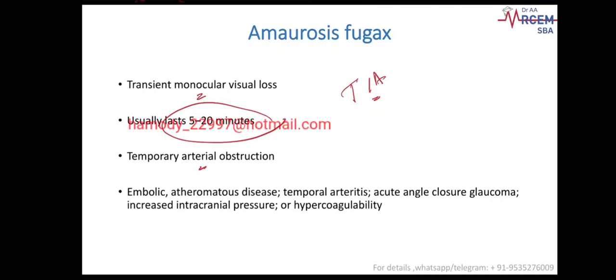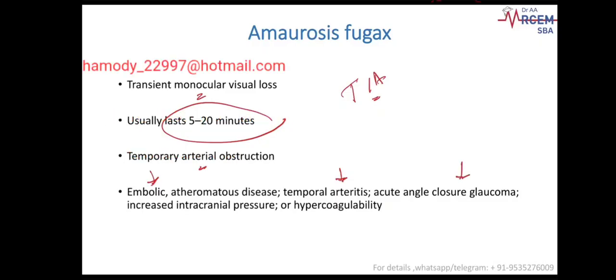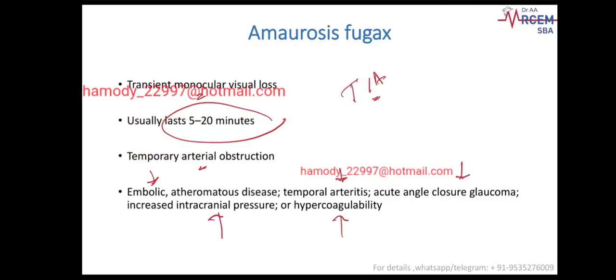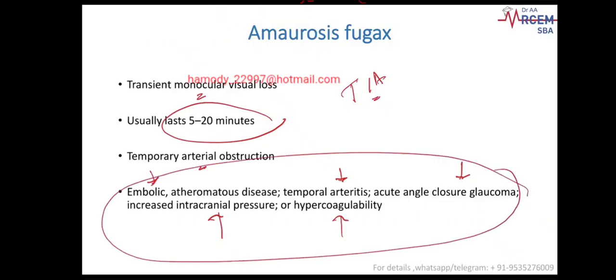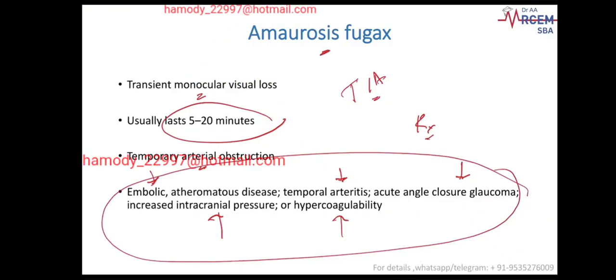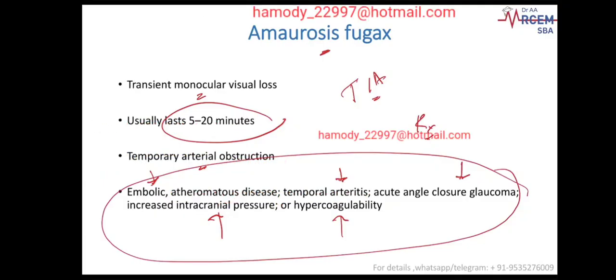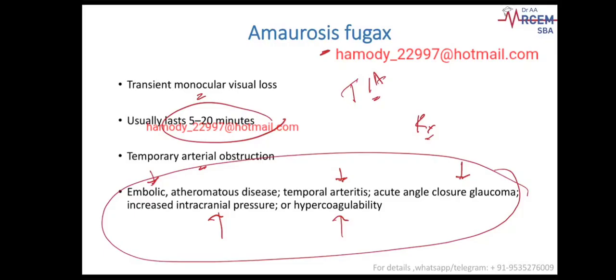It might be because of an emboli. It might be because of temporal arteritis, acute angle closure glaucoma, raised intraocular pressure, or hypercoagulability. So what is your job? To find out the underlying cause and treat the underlying cause is your job. Amaurosis fugax is not a disease by itself. This is the underlying cause for the temporary arterial obstruction, which has caused temporary monocular loss of vision.